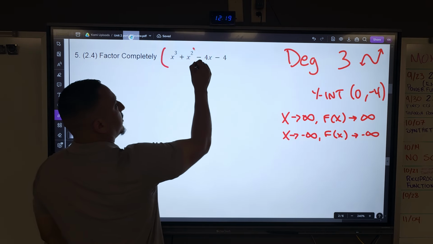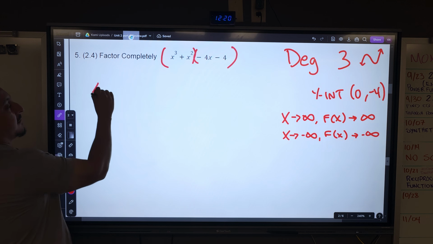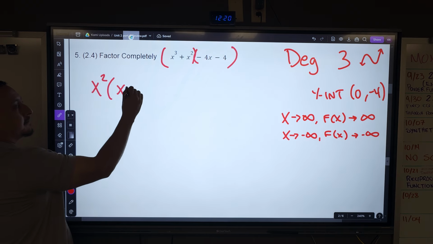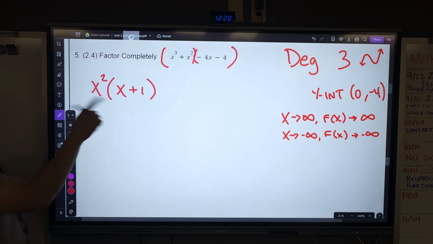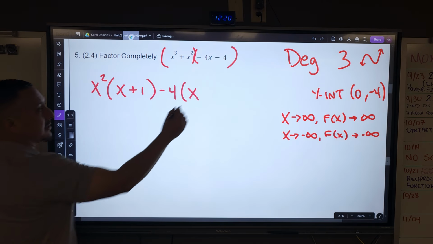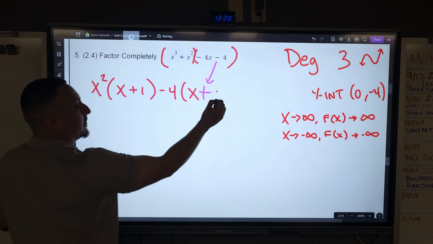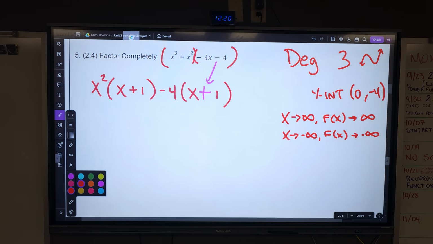So factor by grouping, make your 2 groups. Common mistake, students leave the negative in between the parentheses. Make sure you put everything inside the parentheses. So first I can take an x squared out. On the second one, I can take a negative 4 out. This will switch this to a plus. Be careful with that. Everybody okay with that first step?